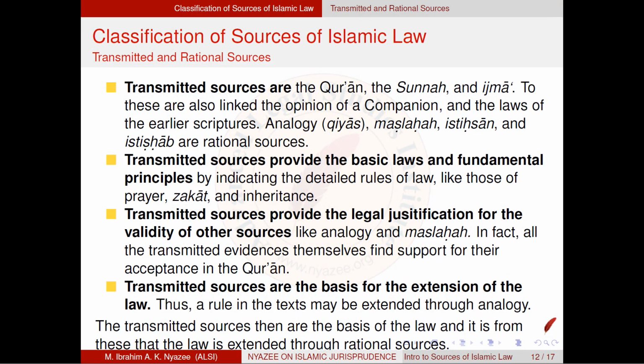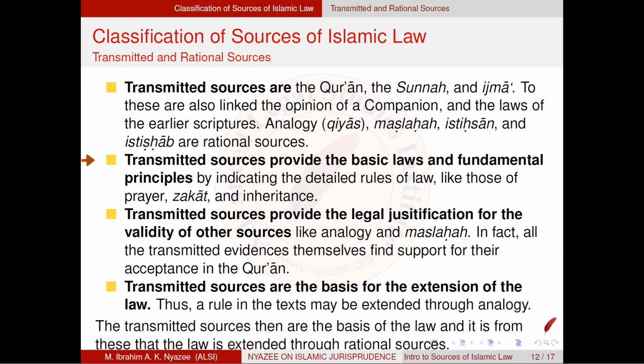The fourth topic of the video is the classification of sources of Islamic law, transmitted and rational sources. The topic of classification will span the next 3 slides. It contains a lot of information which was difficult to accommodate in a single slide. Transmitted sources are the Quran, the Sunnah, and Ijma. To these are also linked the opinions of a companion and the laws of the earlier scriptures. Analogy or qiyas, maslaha, istihsan, and istisab are rational sources. The rational sources are like methods of interpretation, compared to written sources transmitted through a chain.